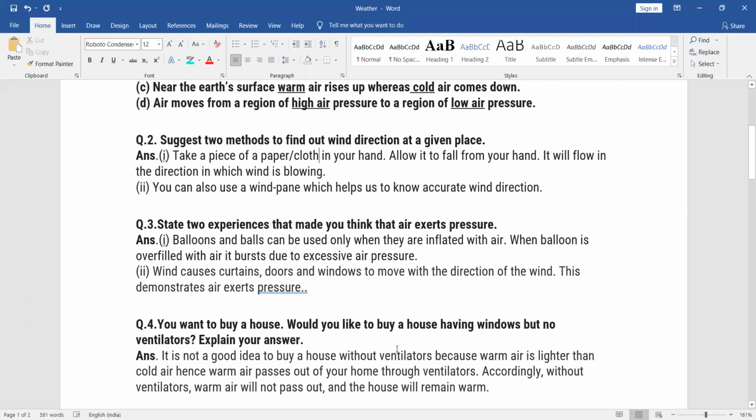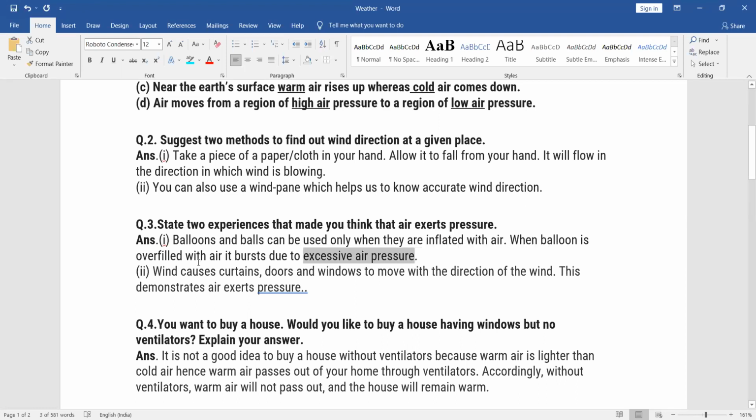Question number three. State two experiences that made you think that air exerts pressure. So any two experiences you have had in your day-to-day life, you can write down. For example, in the chapter we have discussed balls and balloons. When we are inflating the balloons with air and it is overfilled, what happens? It bursts because of the excessive air pressure. So we can say that air exerts pressure.